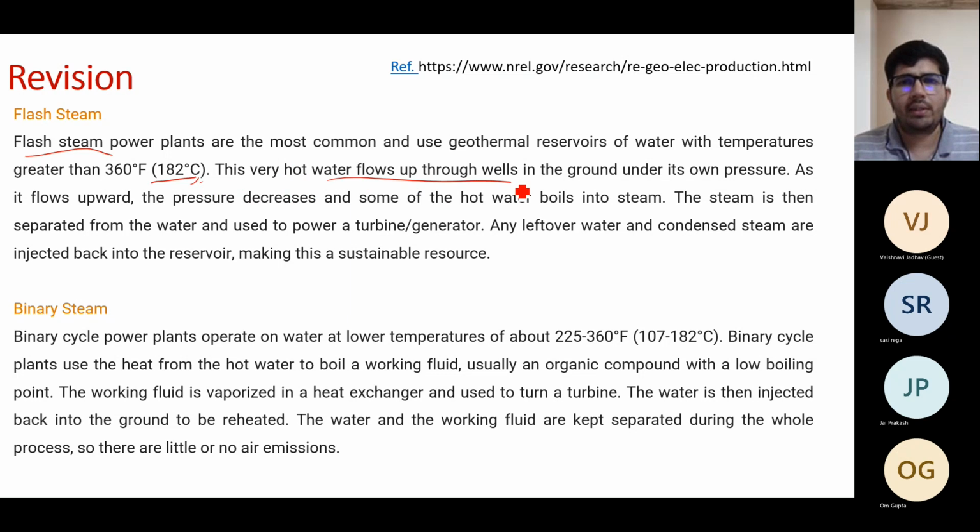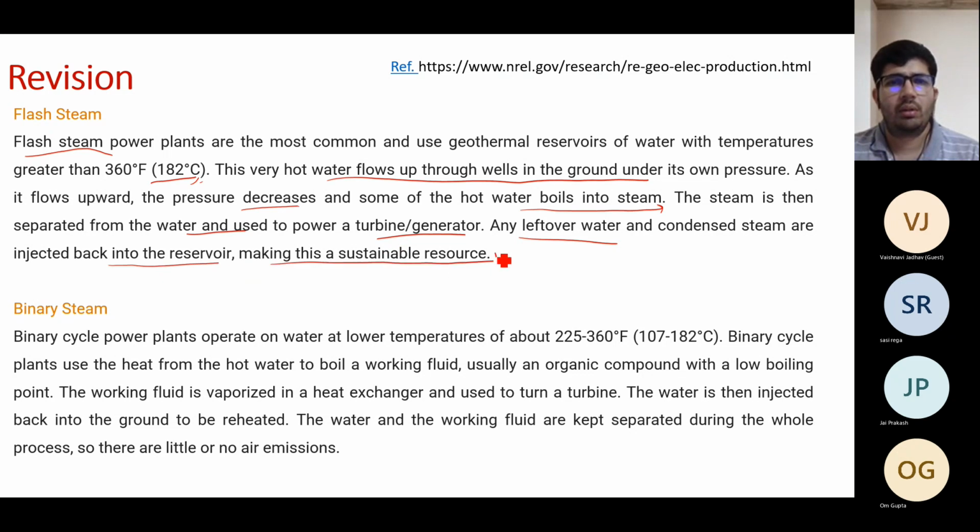This very hot water flows up through wells in the ground under its own pressure. As it flows upward, the pressure decreases and some of the hot water boils into steam. Okay, as we know, if we decrease the pressure, the boiling point becomes lower. So at low pressure, water boils at less than 100 degrees. Okay, so the steam is then separated from the water and used to power the turbine generator. And any leftover water and condensed steam are injected back into the reservoir, making this a sustainable resource.